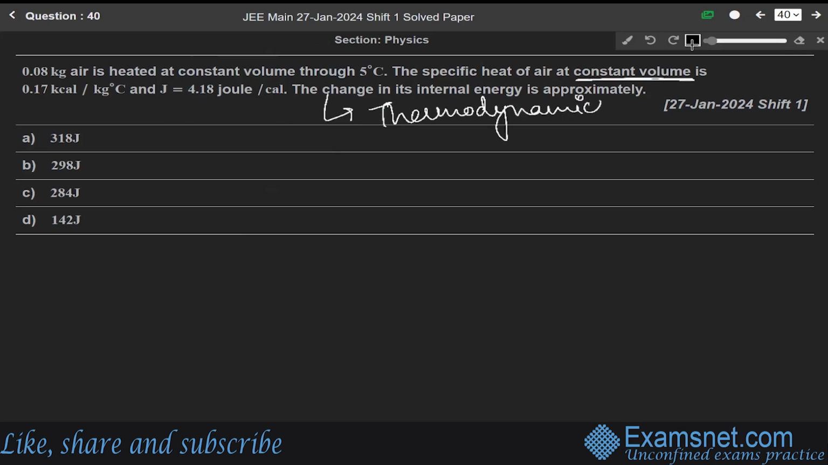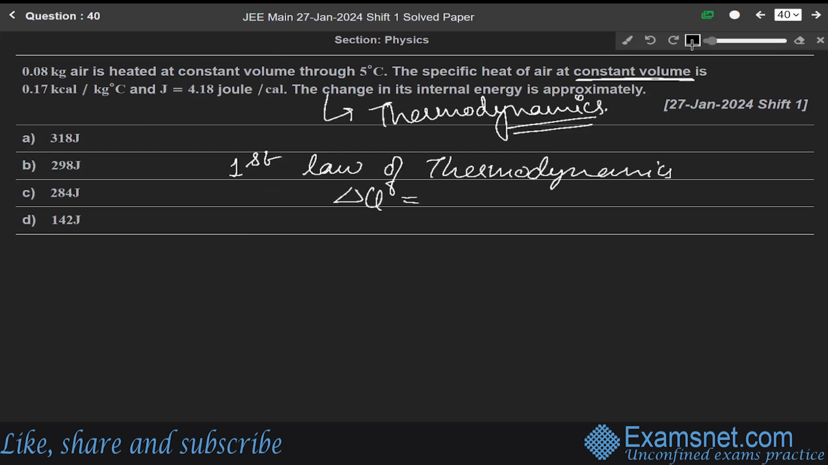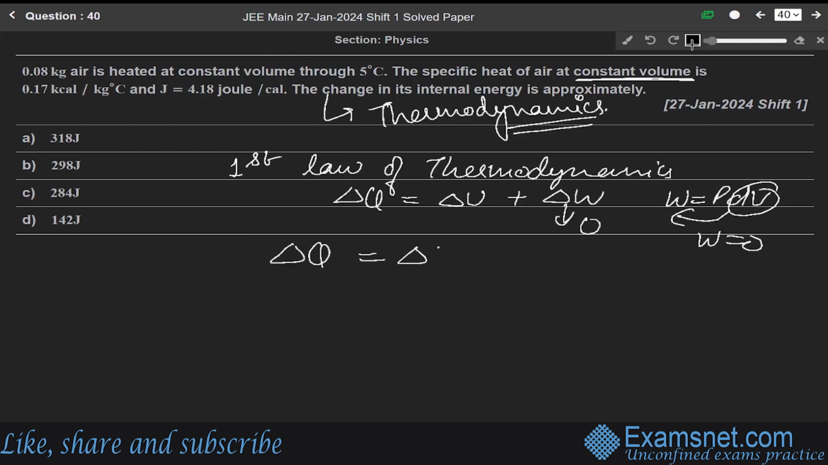Since the volume is constant, using the first law of thermodynamics, delta Q equals delta U plus delta W. Work done equals PdV, and volume is constant, so W equals 0, meaning delta W equals 0. So delta Q equals delta U. We have to find the change in internal energy, so delta U equals delta Q.